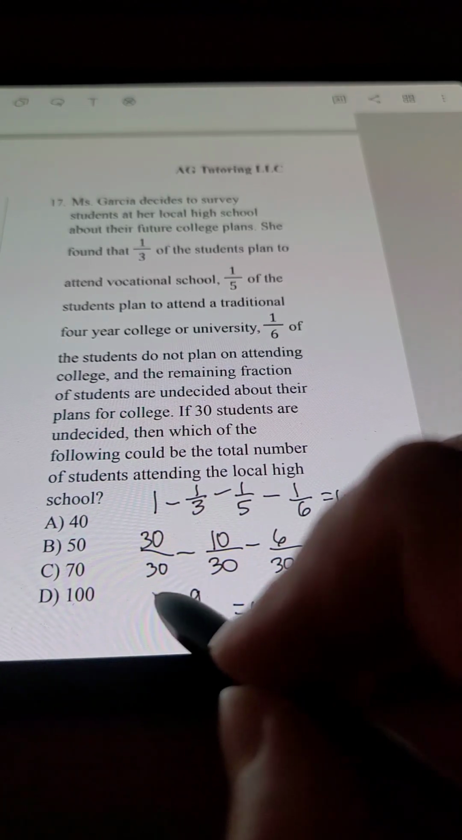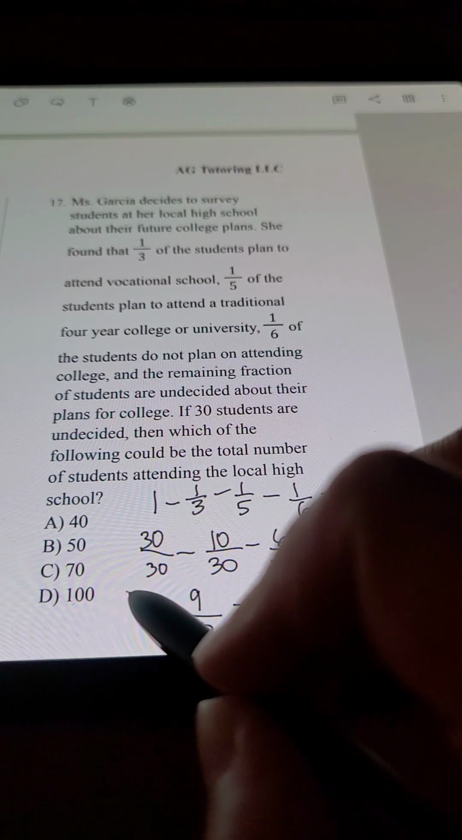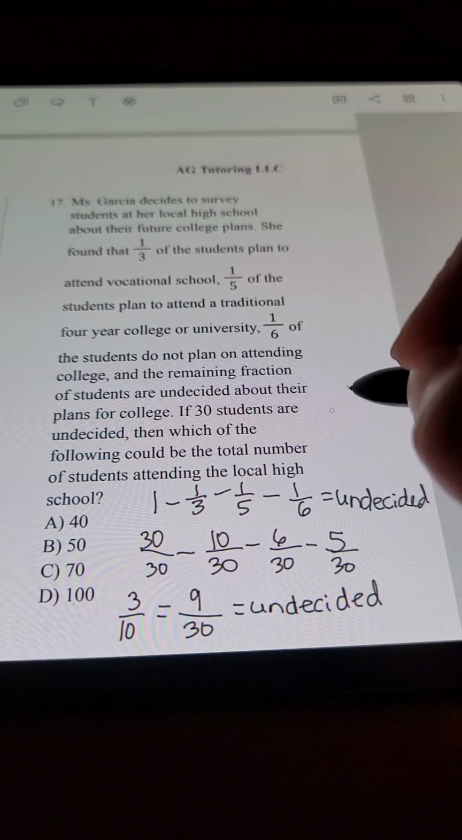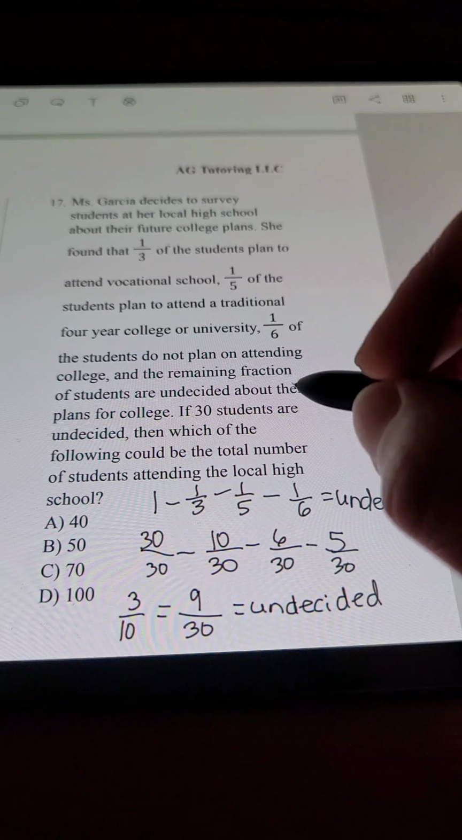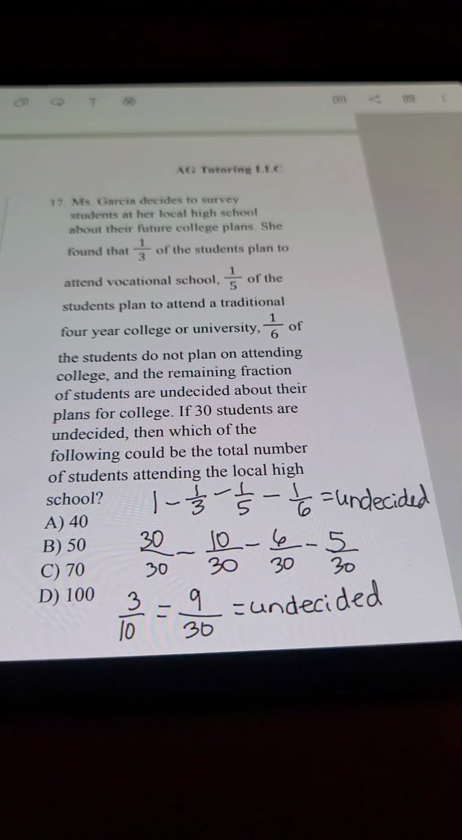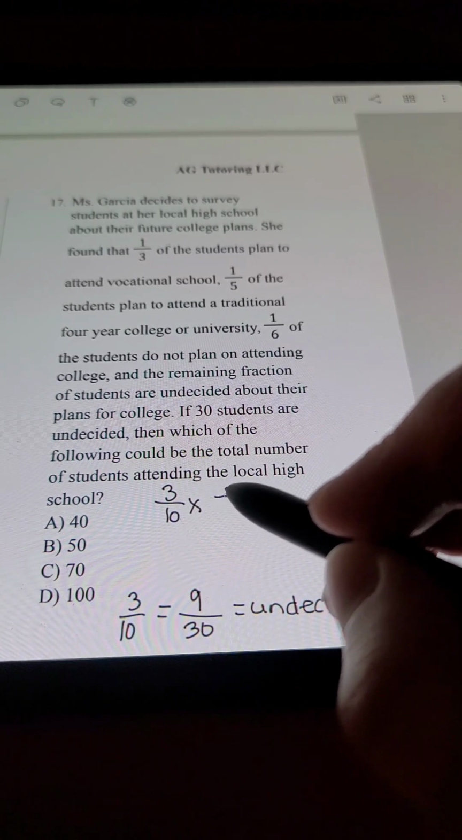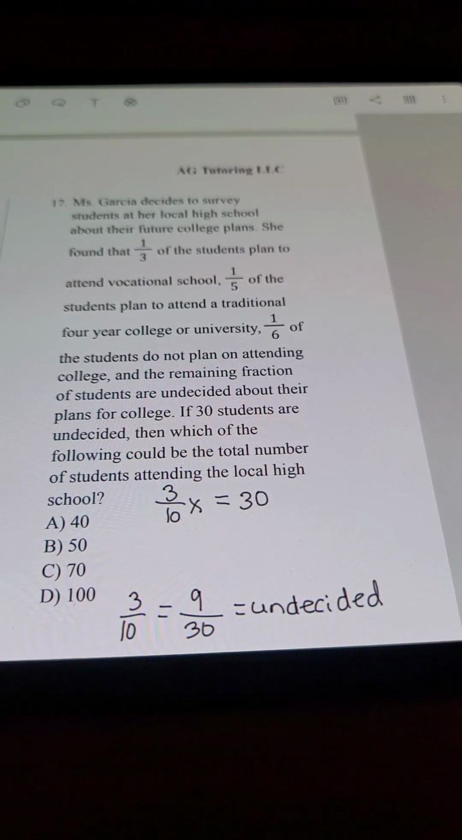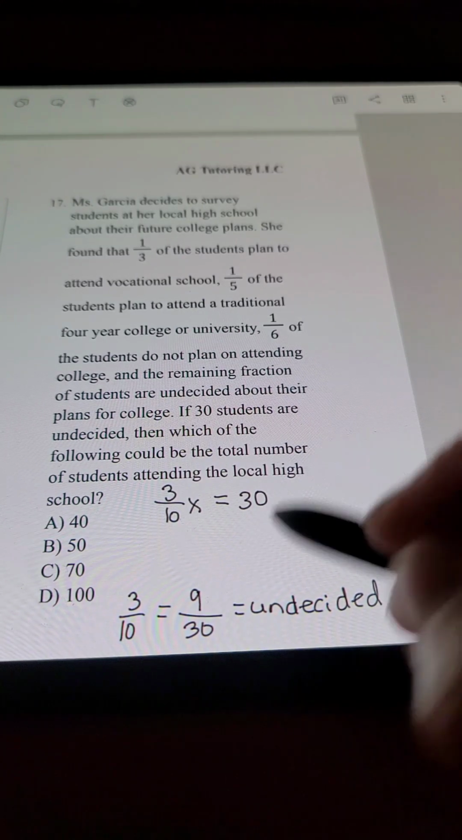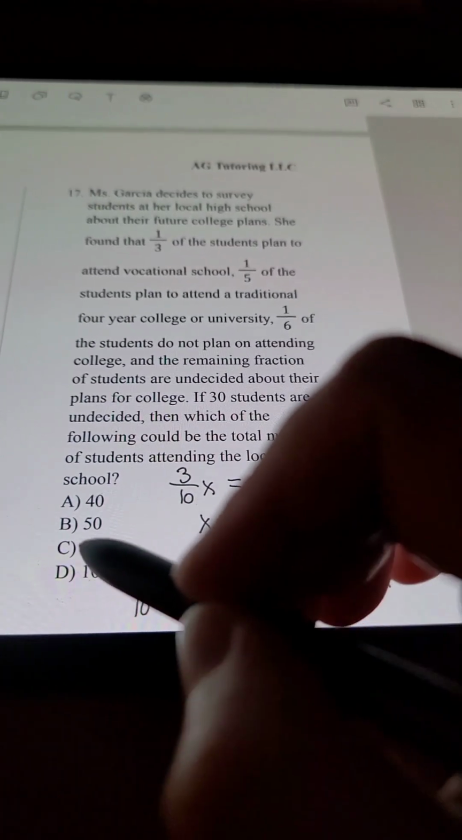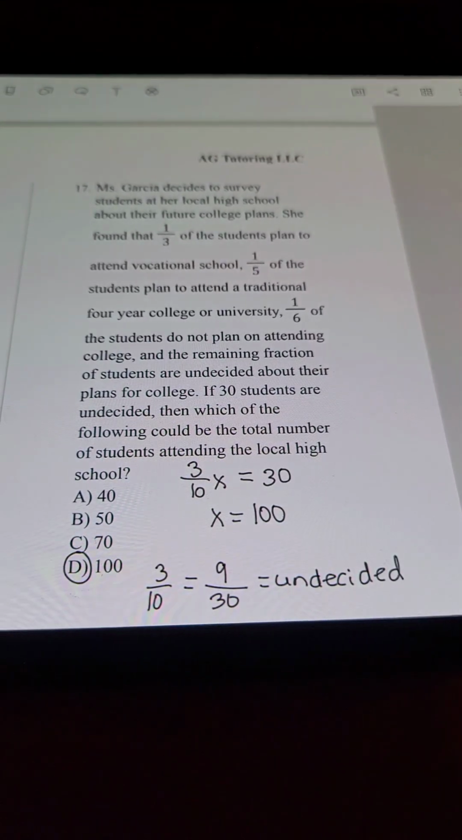Now I can obviously simplify that by dividing by 3 on top and bottom, and that's going to give me 3/10. So 3/10 are undecided of the total amount of students. Let's call the total amount of students X, which is what we're solving for. So I know 3/10 of the total amount of students X is going to be 30 students that are undecided. So now I just need to divide by 3/10 on each side to get X by itself. And when I do that, I get X is equal to 100. So the answer would be D.